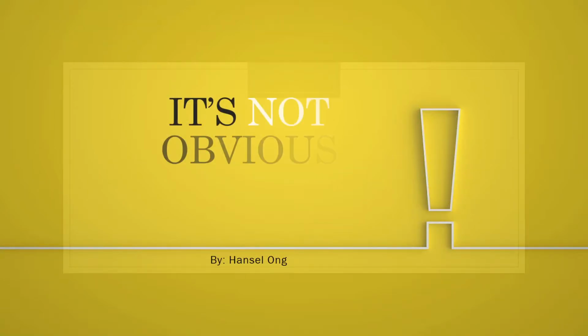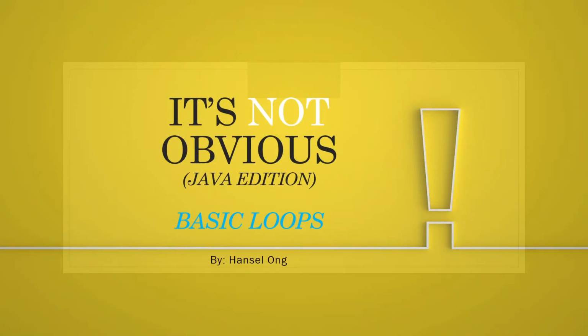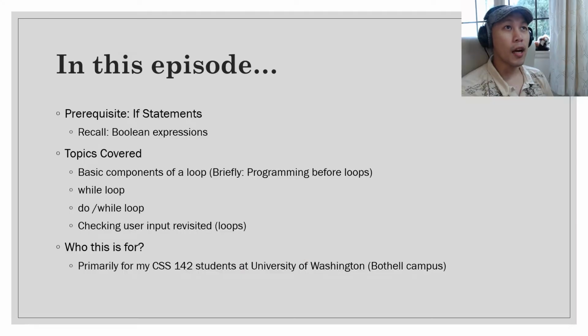Hi, and welcome to It's Not Obvious Java Edition, and today I will be talking about basic loops. Specifically, I will be talking about the basic components of a loop, and briefly what programming might be like before loops come around, and then I will go over the while loop, the do while loop, and checking user input revisited, but this time around using loops.